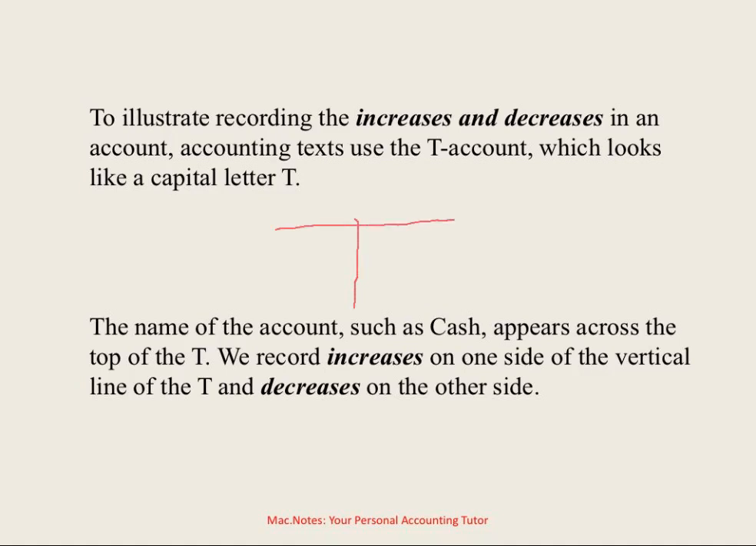That's it, just a T. And we give the account a name, for example, cash. Now you'll notice there's a left side and a right side to this T. So the rule here is we're going to record increases in cash on this side. This is for increases. Any transaction that decreases cash will be recorded on this side.